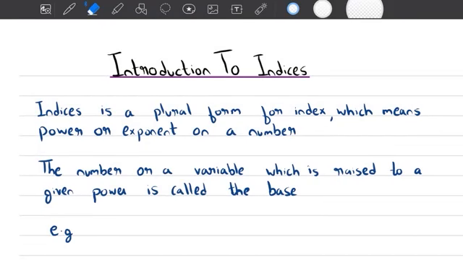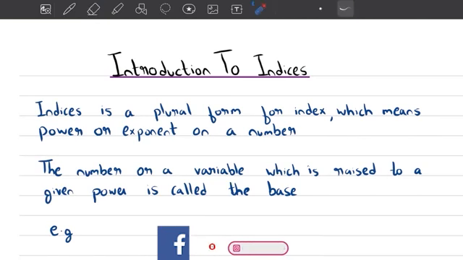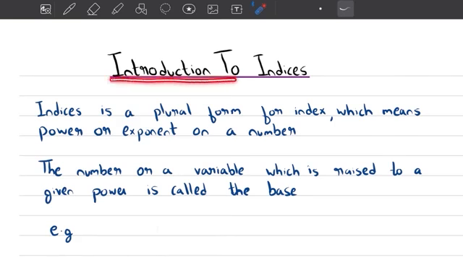Hi guys, in this lesson, I'm starting a new topic called indices and sets. This topic is divided into two parts: indices, and the second part is sets. So let's begin with indices. In this lesson, I'm going to give you the introduction to indices.